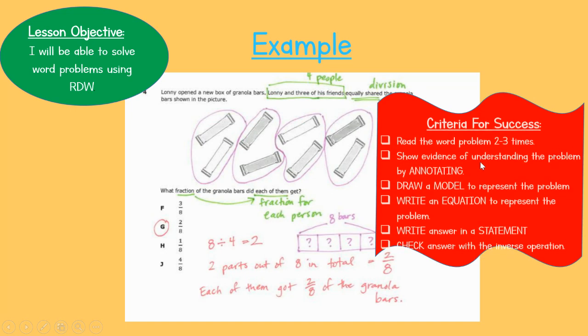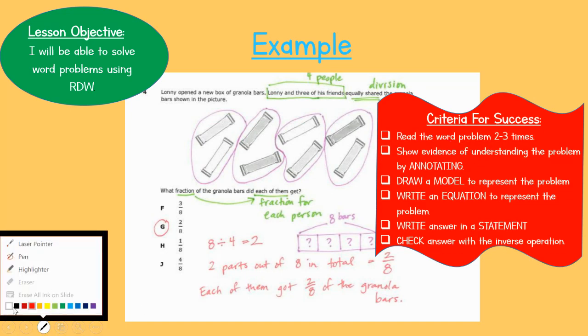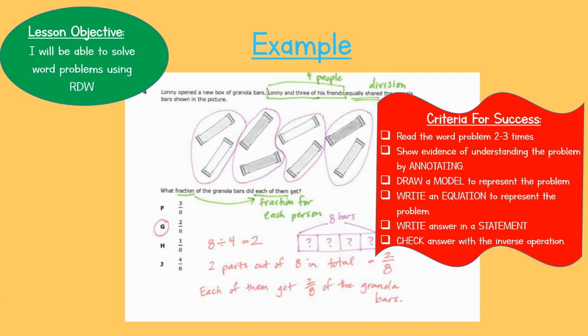So here's our criteria for success for Read, Draw, Write. You've got to read the problem 2 to 3 times and ask yourself questions such as what is happening in the problem. So I think what's happening in the problem is Lonnie and 3 of his friends, which is 4 people, are sharing 8 granola bars, and they want to know what fraction of the granola bars did each of them get. So I'm going to put a check here.